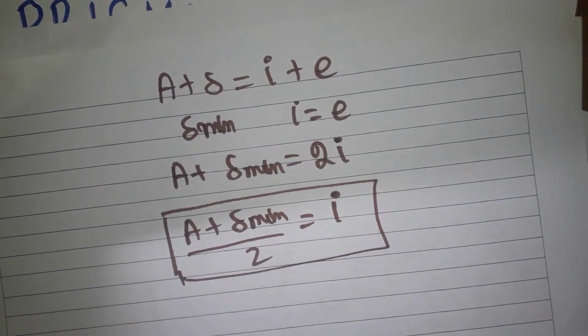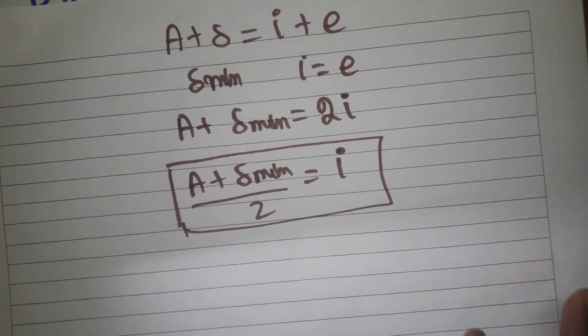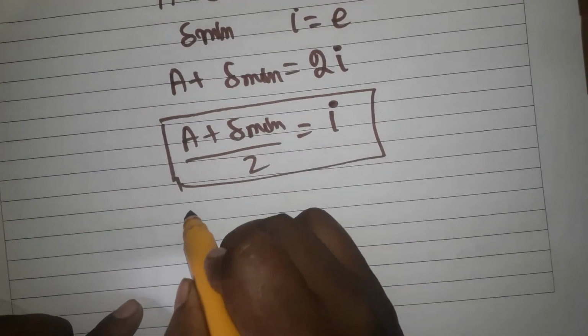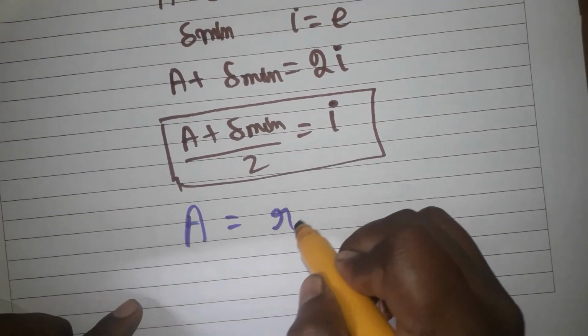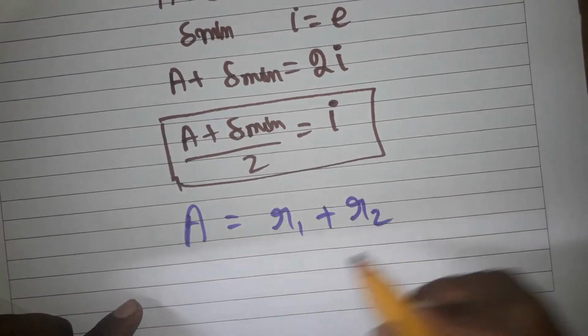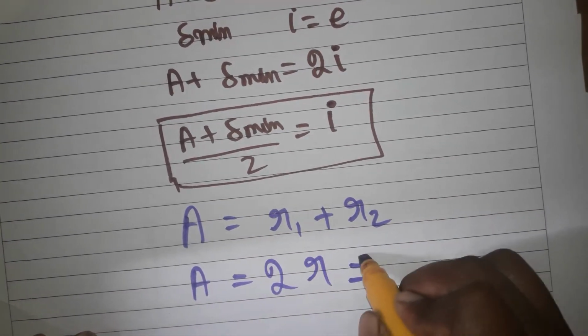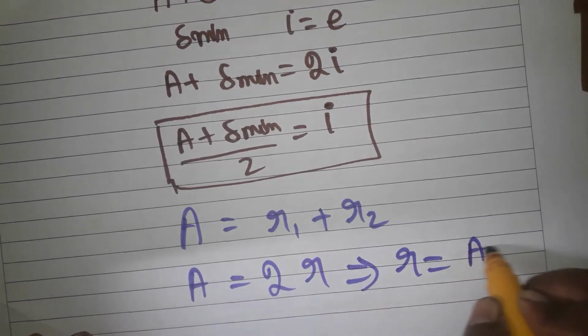Now what is the angle of refraction? The angle of refraction we also know already. A is equal to R1 plus R2. Since these two are equal, A is equal to 2R. So what do we get for R? R is equal to A by 2.